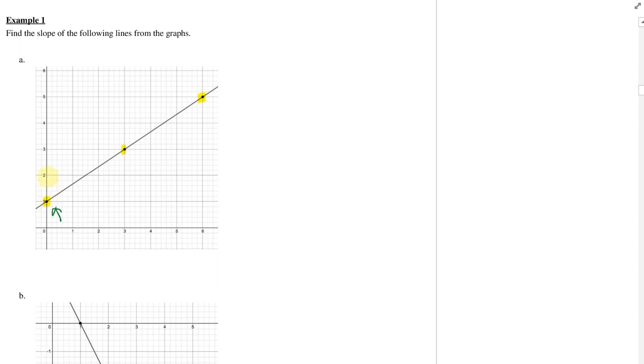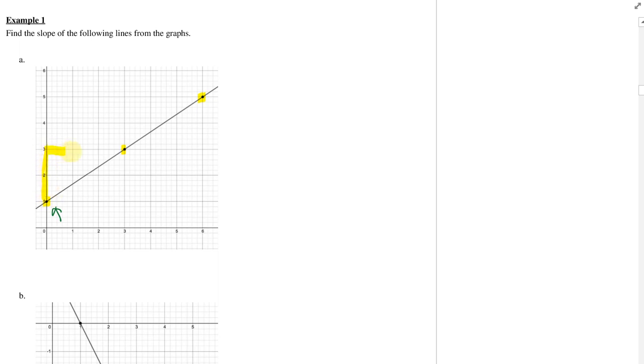So just notice before you start how this graph works. This is going up by ones. And so now I want to move, so it's rise over run. So I want to first look at my change in y. So I'll start here and I'm going to go up. So I'm going to go up this way.